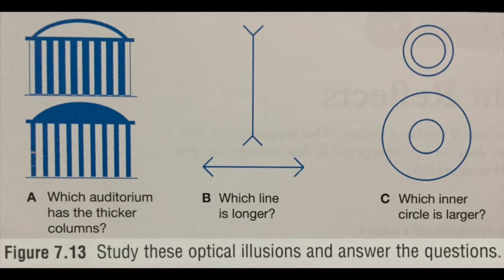Figure 7.12. Observe this image through one eye while you slowly lift the page up to the level of your chin. Did you see the lines on the flat page appear to rise into a gently sloping hill on the right? Figure 7.13. Study these optical illusions and answer the questions. Which auditorium has thicker columns? I will leave these to you. I'm not going to give away the answers or tell you what I think.